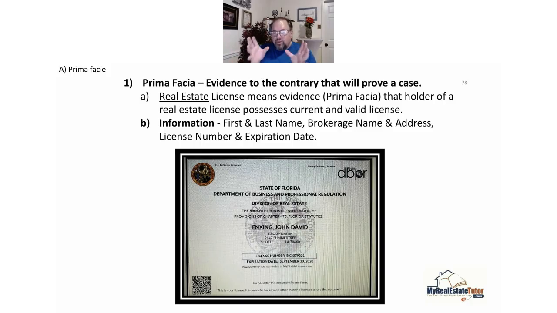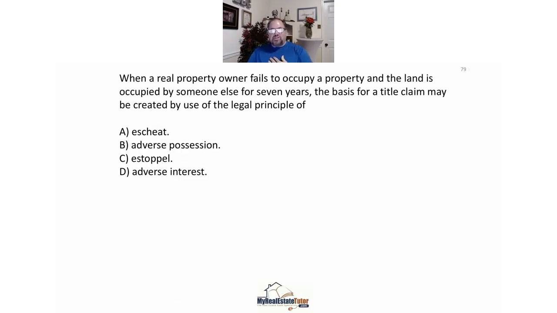In real estate, we use the term prima facie with our licensing and the evidence of a license that shows we are current and valid to practice real estate. You do get a wallet size when you get yours issued. You'll get a nice big one like this one, but you'll get a wallet size, get it laminated, put it in your wallet. I'm going to give you a quick story.